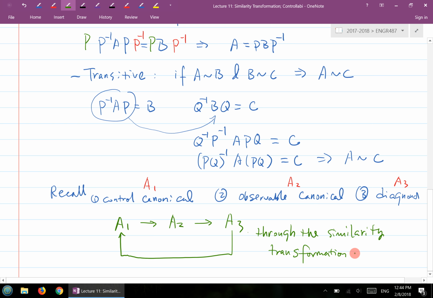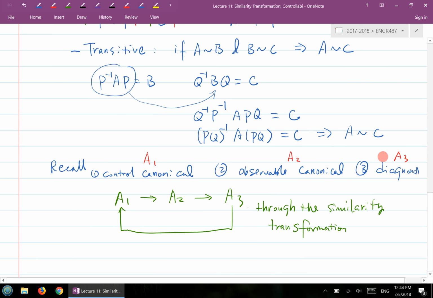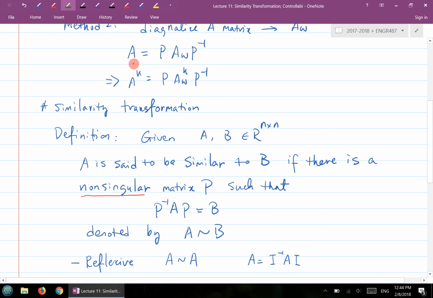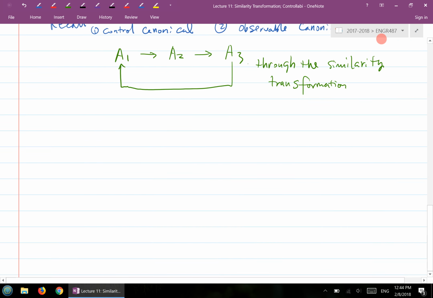This similarity transformation concept explains why you would have an infinite number of state-space models for the same system. Literally, you can transform it to any kind of matrix. That's the point of similarity. But of course, we're not going to look at everything. We'll look at the diagonalization of this matrix A, because we want to diagonalize A into AW and also find the appropriate P matrix.